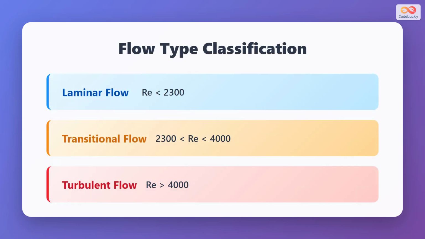The Reynolds number gives us clear boundaries for flow types. When the Reynolds number is less than 2,300, the flow is laminar, meaning smooth and orderly. When the Reynolds number is between 2,300 and 4,000, we enter a transitional region where the flow is unstable and can switch between laminar and turbulent. When the Reynolds number exceeds 4,000, the flow becomes fully turbulent with chaotic, mixing behavior.